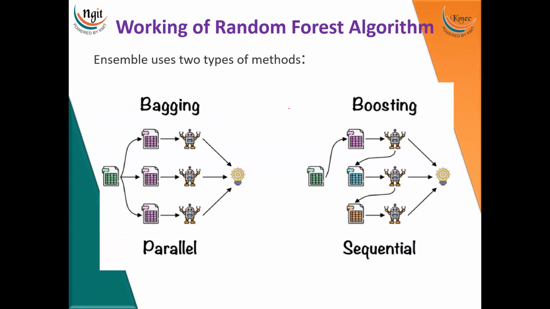Coming to the working of this random forest algorithm, as we already told you, it is an ensemble learning or ensemble method. Random forest is an ensemble method. And it uses two types of methods, called bagging and boosting. By seeing this picture, we can identify that in bagging, it is parallel: each tree gives one outcome and the majority of voting gives the final outcome. But when you see the boosting, the output of one tree may be an input of another tree, and the output of that tree will be the input of the next tree. This is sequential, and that is called boosting. So, bagging and boosting.